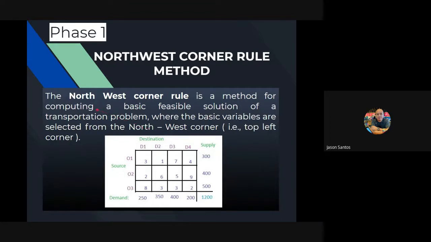So here, northwest corner rule, from the term itself, north and then west, is a method for computing a basic feasible solution of a transportation problem where the basic variables are selected from the northwest corner. Again, originating from the term, meaning the top left. If you have a grid or a matrix, you will always start at the top left corner, which is this one. Okay, top left or northwest.